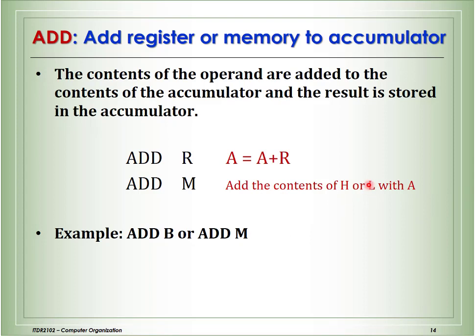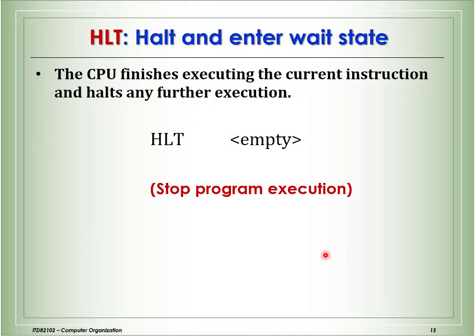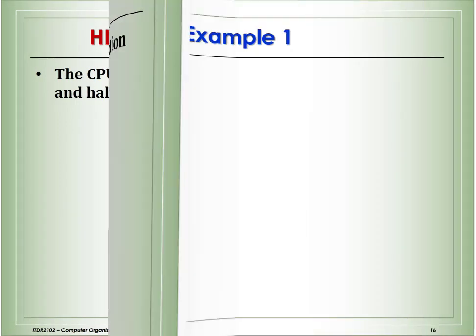I told you in the beginning that whenever we use the H and L registers, the address of the memory location is stored in the HL registers, and then from that location we can get the contents of the memory and add them with the accumulator. Now this is a very simple example. Here you see HLT, which stops program execution. Whenever you want to stop the program, you write this instruction there.